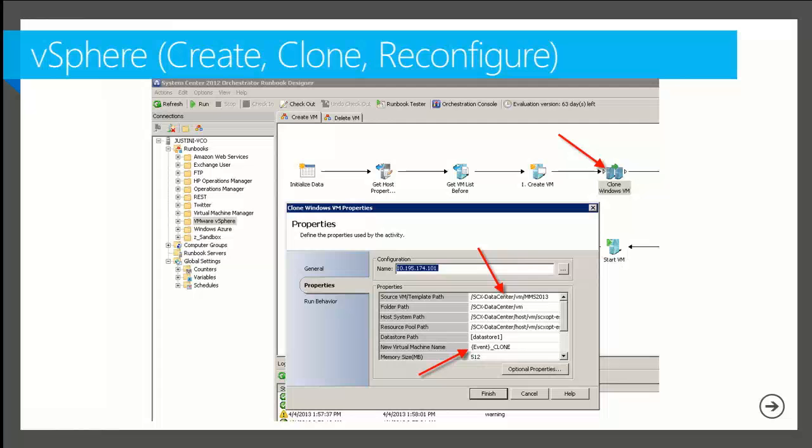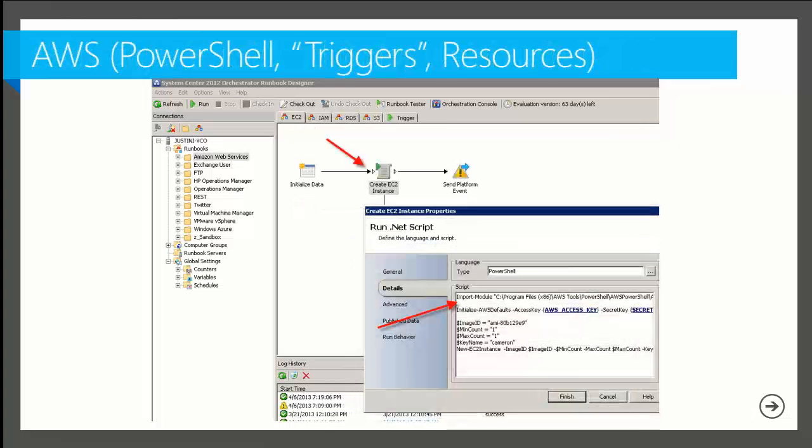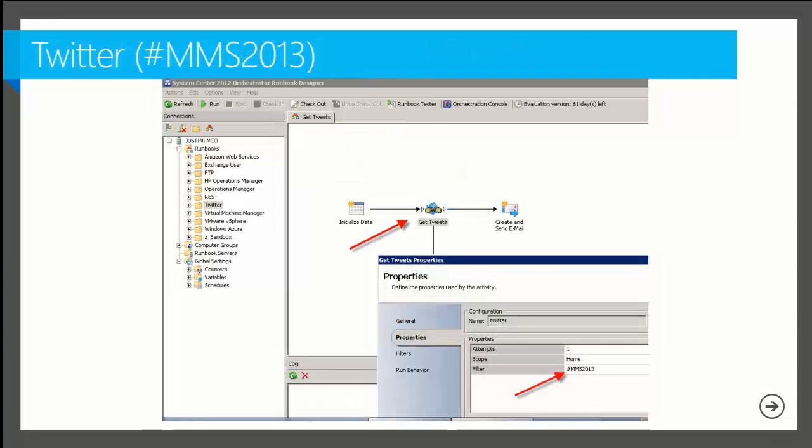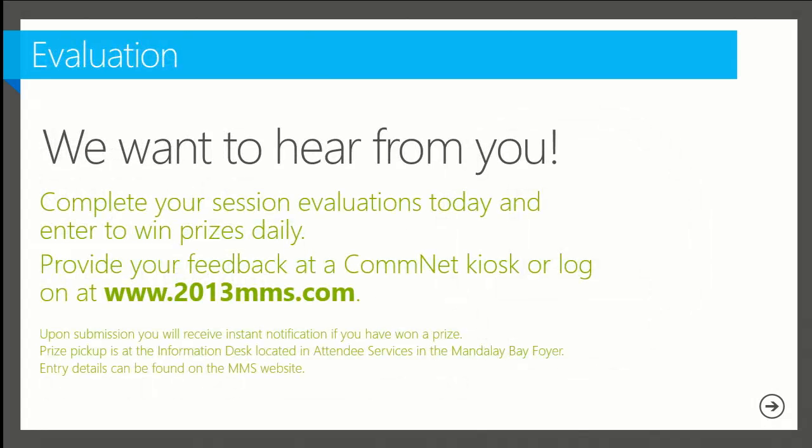vSphere, we did some cool stuff with the runbook tester. Let's create some VMs, let's clone them, let's reconfigure them. Exchange, you guys saw that one 10 times probably. AWS, and Amazon, we created all the new resources that we needed to create for a new user that happened to be part of the system. And then we just did the last Twitter one. Do that, do this, and thanks for your time, folks.